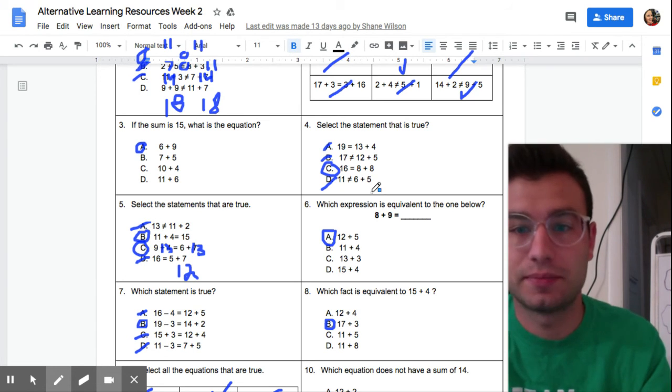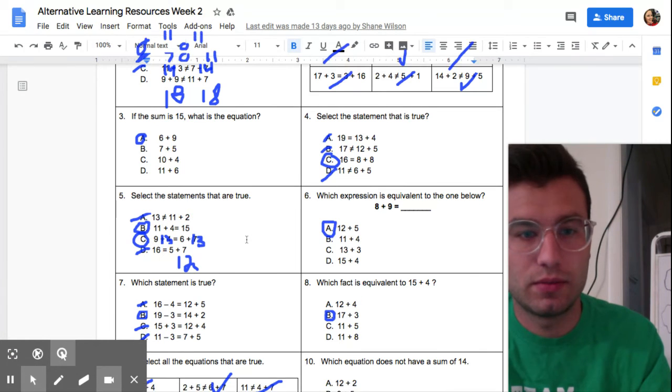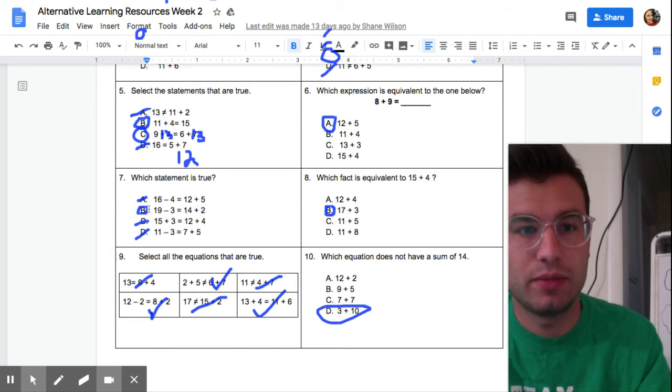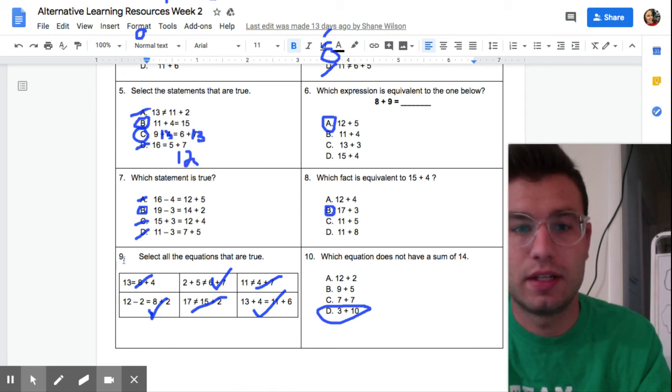Number 6. A, 8 plus 9 is equal to 12 plus 5 because they equal the same thing. 7, which statement is true? We had letter B. 8, letter B. 9, you had 1, 2, 3 true statements. And number 10, which equation does not have a sum of 14? Is D. All right, I'm going to pause this.